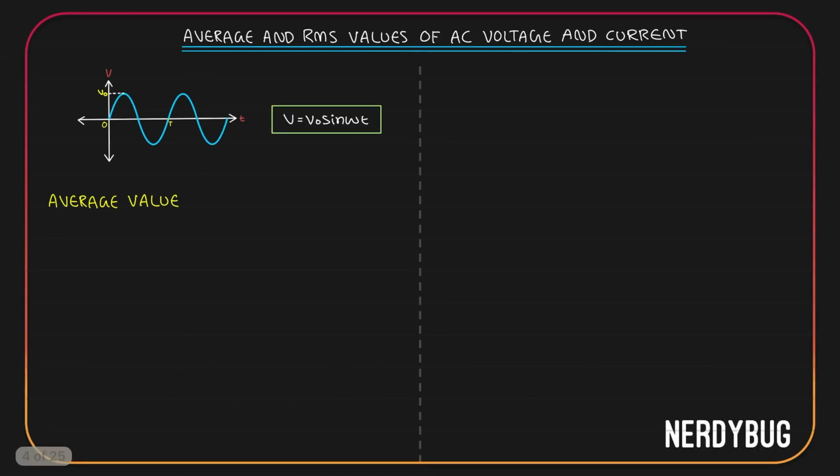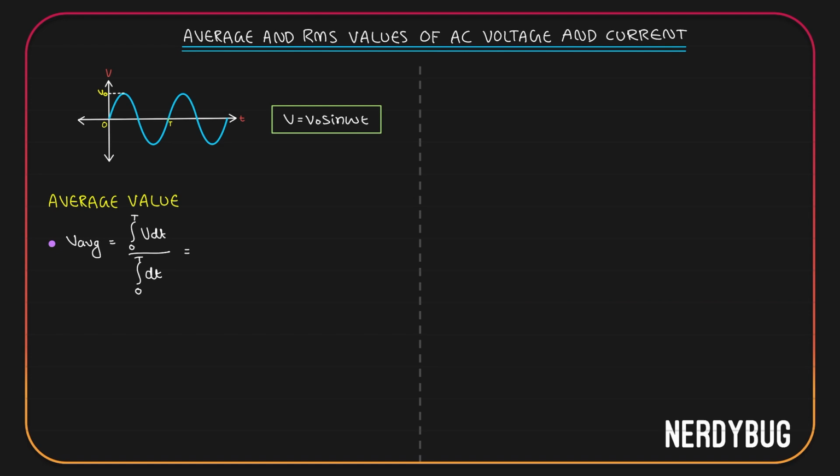Let us take a sinusoidally varying voltage and find its average value over one time period. Here the maximum value of the voltage is V naught and it is sinusoidally varying. So mathematically we can write it as V naught sine omega t. Average value of a time varying voltage is given like this. V average is integral from 0 to 1 time period V dt divided by integral from 0 to 1 time period dt.